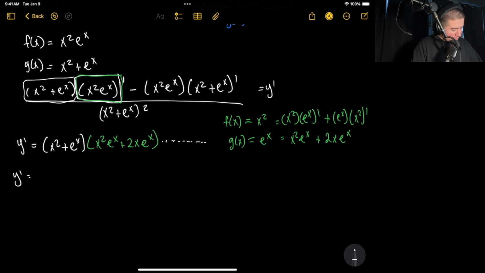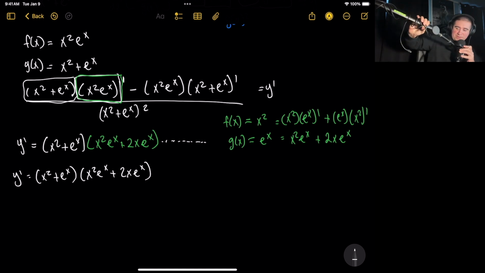Let me rewrite that. It's going to be x squared plus e to the power of x. Now I'm going to put it in white ink. So x squared e to the power of x plus 2x times e to the power of x. A lot of terms that are being multiplied here. Let me get this microphone down below here so you guys can see me.